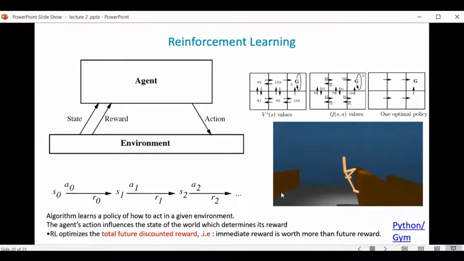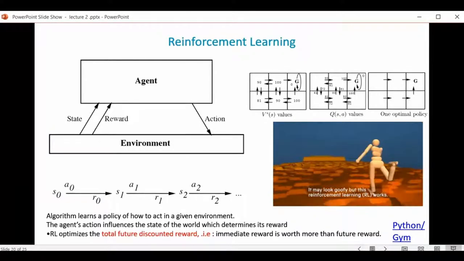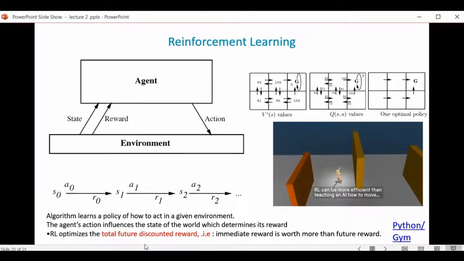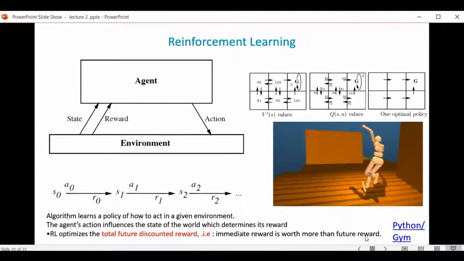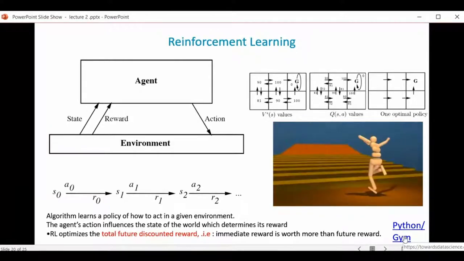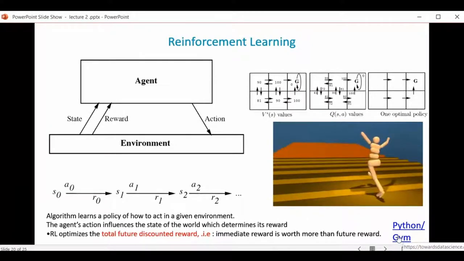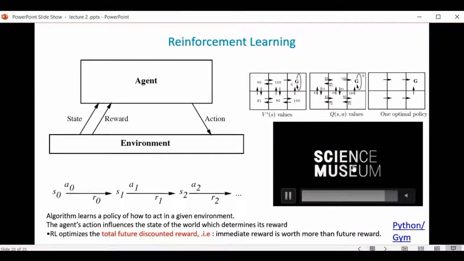The agent's action influences the state of the world, which determines its reward. And basically, the whole goal of it is to optimize the total future discounted reward, i.e. immediate reward can be worth more than future reward. It's also often trained in simulations. So there's this thing called the OpenAI Gym, which can train different agents in simulations like that.